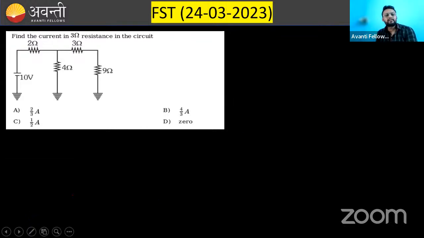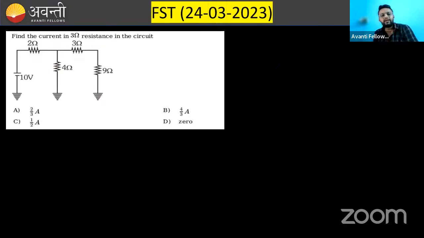Again, the question is to find the current in the 3 ohm resistor. One thing I have seen is that most students, when they see a question with more than 2 or 3 resistors, just get panicked. These questions are very easy to do. There is a small bit of calculation involved, but don't worry about that. There are a lot of ways to solve it. One is through Ohm's law, another is Kirchhoff's law. So I am doing it with Kirchhoff's law.